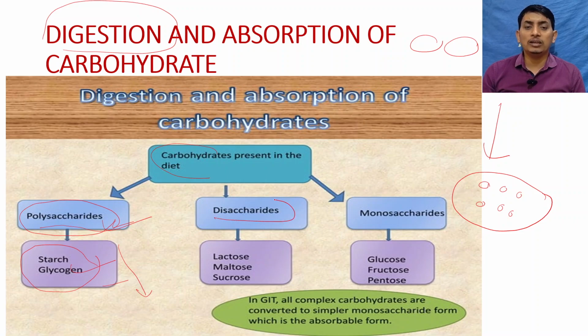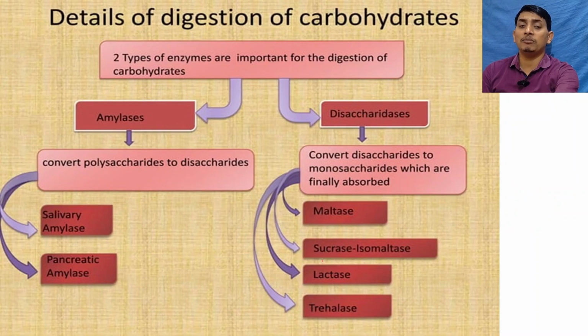Disaccharides, as we already discussed in classification, have two monosaccharides. Lactose, called milk sugar, maltose, and sucrose are the disaccharides. Monosaccharides need no digestion because they are smaller molecules and further hydrolysis or breakdown is not possible. For this reason, our body can utilize glucose, fructose, and galactose, which are monosaccharides. All these carbohydrate digestion takes place in the GI tract. Now we'll see the details.